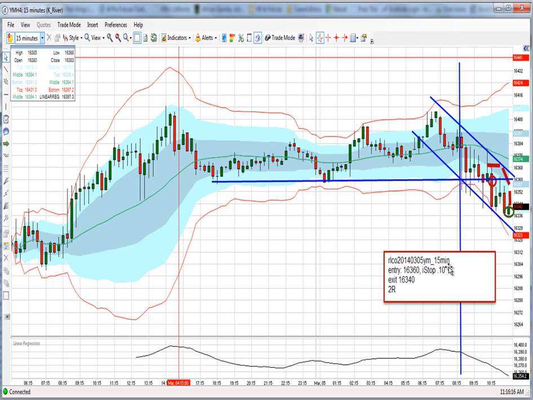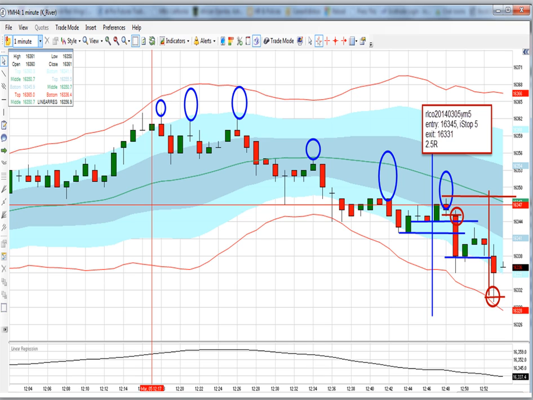I take my exit at 16,340 as programmed, and there's the 2R trade in about 45 minutes. I guess that's an hour. So there's the 2R trade there. The next in the YM series, just one way to look at this trade here. This was that last one.